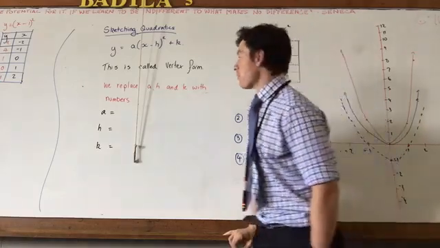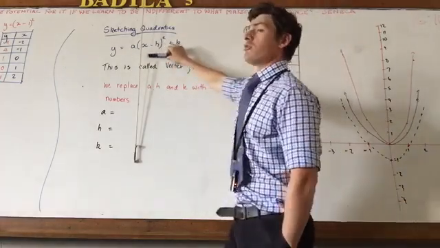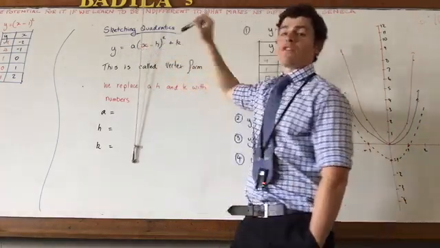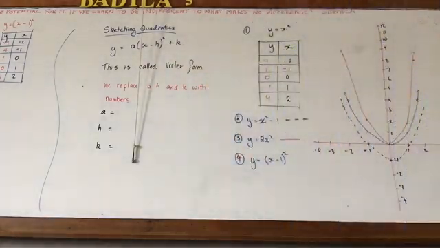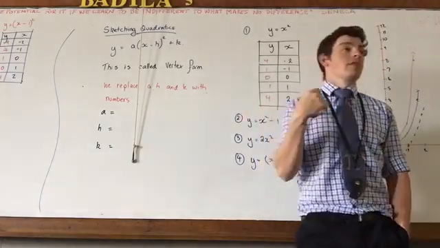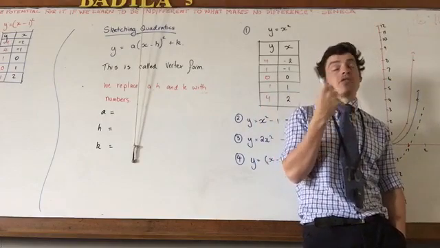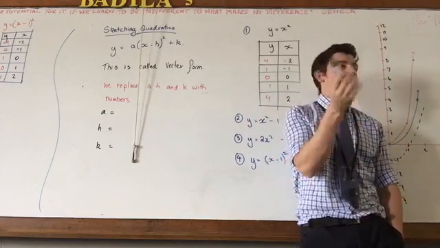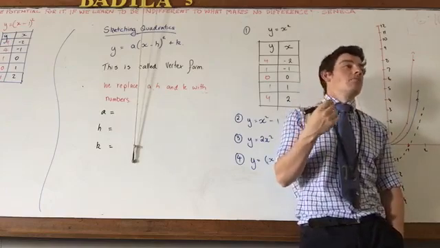Now, when we sketch parabolas, when we sketch quadratics, we can put them in this form here, and this form makes our life a lot easier to sketch. Now, that equation there, y equals a(x minus h) squared plus k, what do you notice about it? Are there any numbers? The 2. Very good, there is a squared. Are there any other numbers?